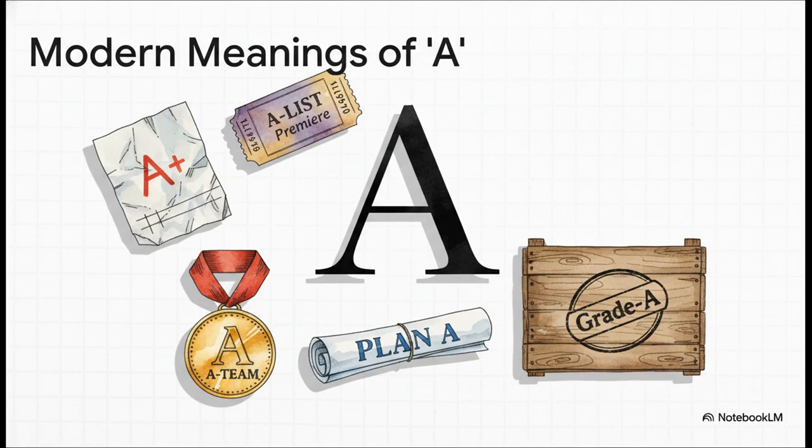And we see this cultural hangover everywhere, right? What's the highest grade you can get? An A+. The most famous celebrities, they're on the A list. Your primary strategy, it's plan A. The elite squad, the A team. The finest quality, grade A. This isn't a coincidence, folks. It's a direct cultural echo of a decision that was made millennia ago to put the ox first.